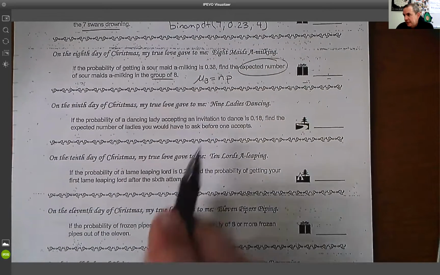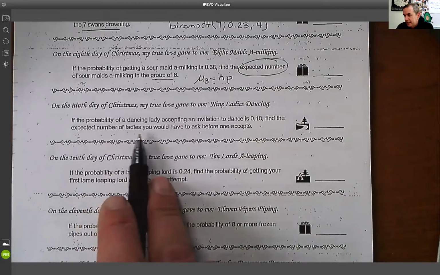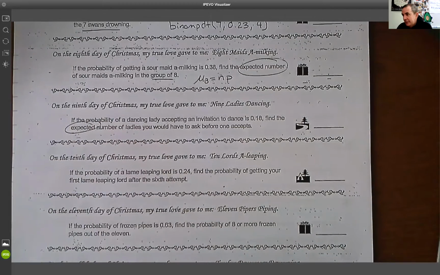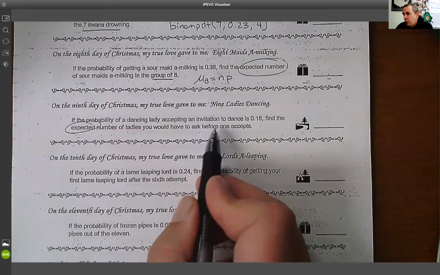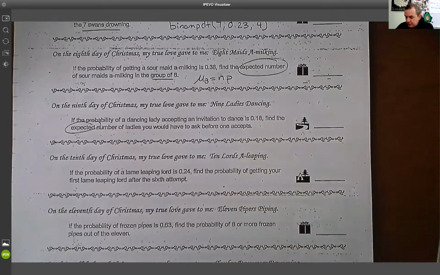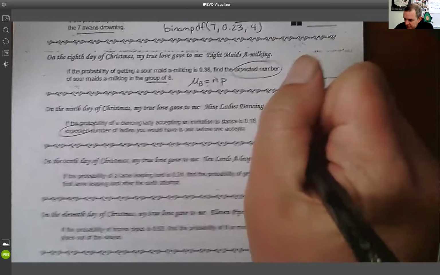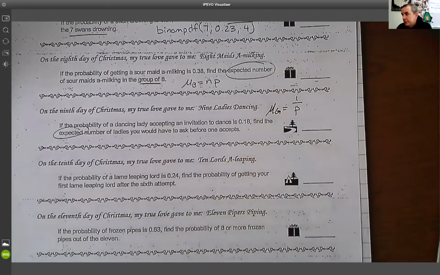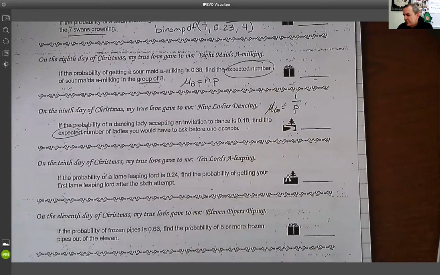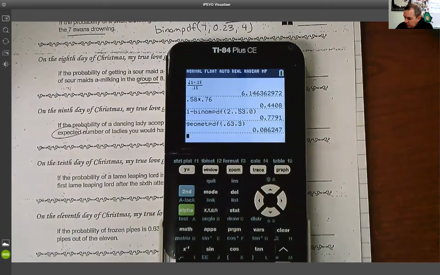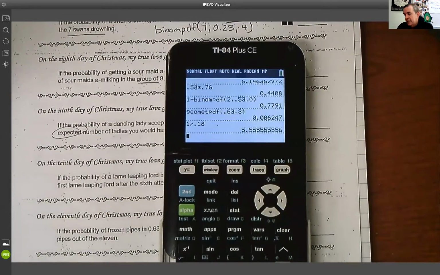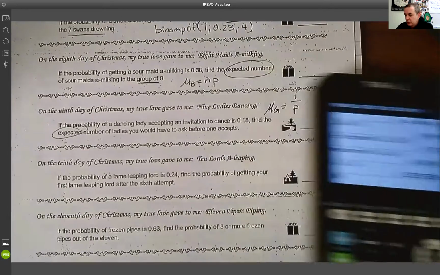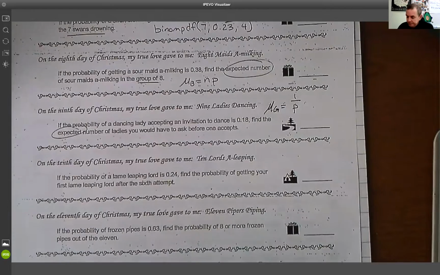If the probability of a dancing lady accepting invitation to the dance is 0.18, find the expected number. Okay, again, expected always tells me mean. So in this case, we're doing it until our first success. So this is the mean of a geometric. And again, these are on your formula sheet, but the mean of a geometric is 1 over the probability. So you plug in the probability of 0.18, and you find out it's 1 divided by 0.18. So that's saying on average, I would expect to have to ask about 5.5556 ladies until I found the first one to accept the dance.